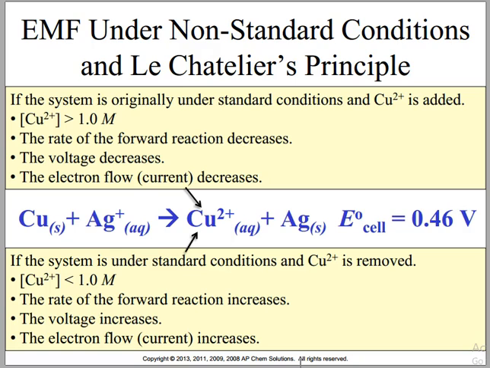Now let's look at it from the product side. If we add a product, the reaction shifts to the left and everything decreases. If we remove a product, things shift to the right and everything increases. Okay, so this is just applying Le Chatelier's principle to the electromotive force under non-standard conditions.